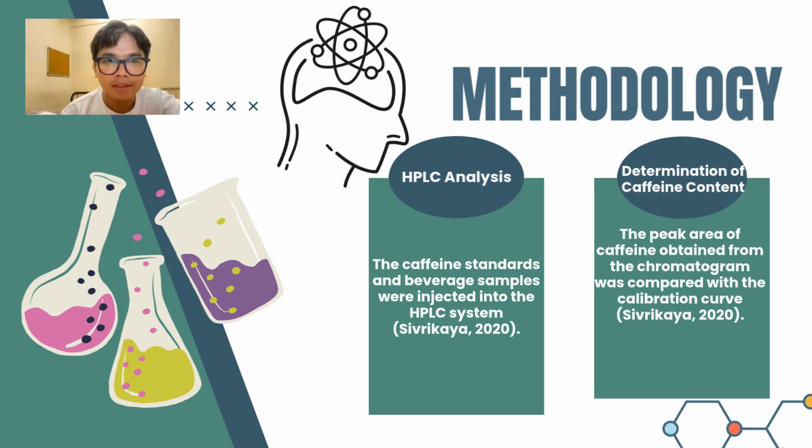The final step is the determination of caffeine content. The peak area of the caffeine obtained from the chromatogram is compared with the calibration curve prepared from the caffeine standards. Using this calibration curve, the concentration of caffeine in each coffee and energy drink sample can be accurately calculated. This method, also based on the study by Shiv Rikaya 2020, provides reliable and precise results for the caffeine determination.